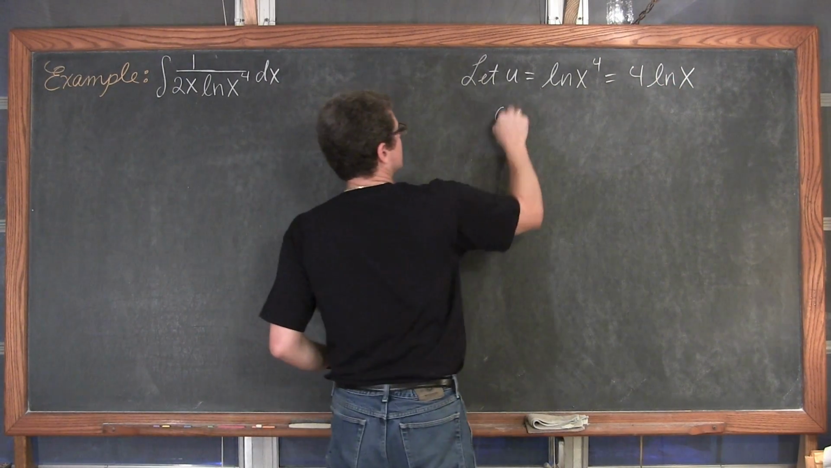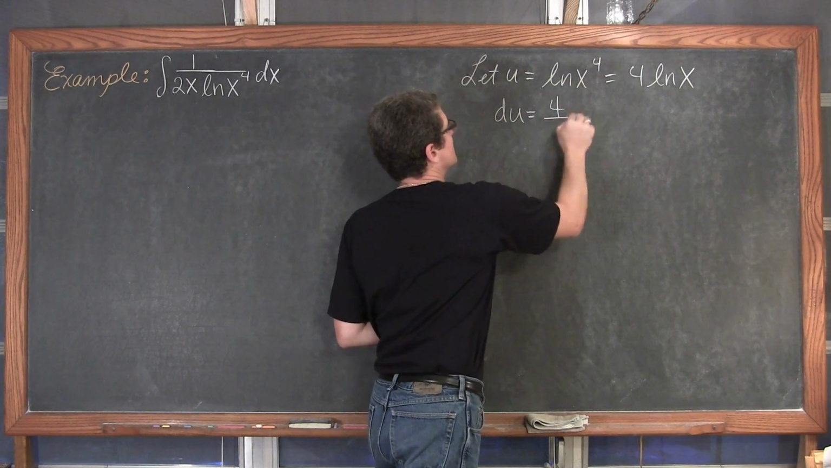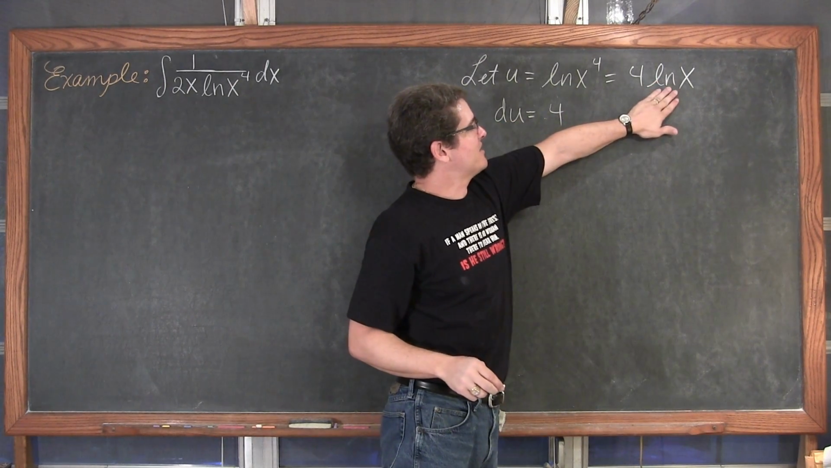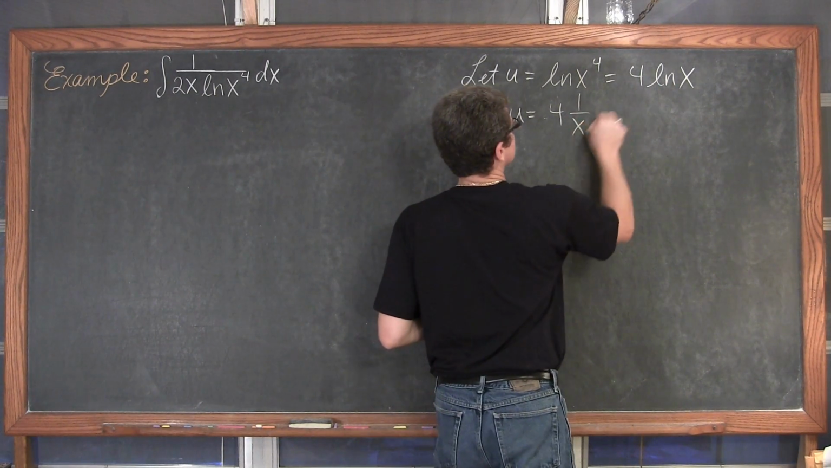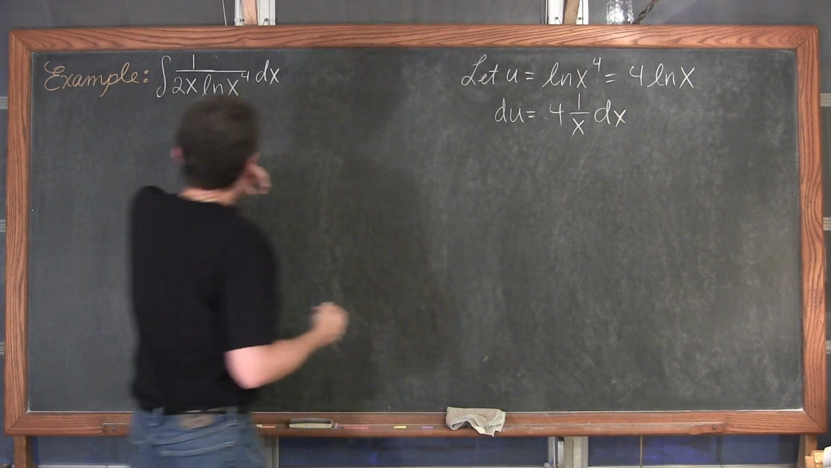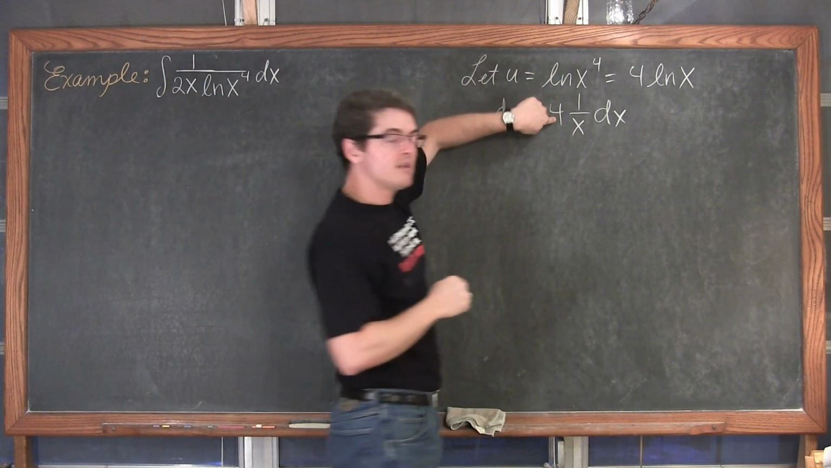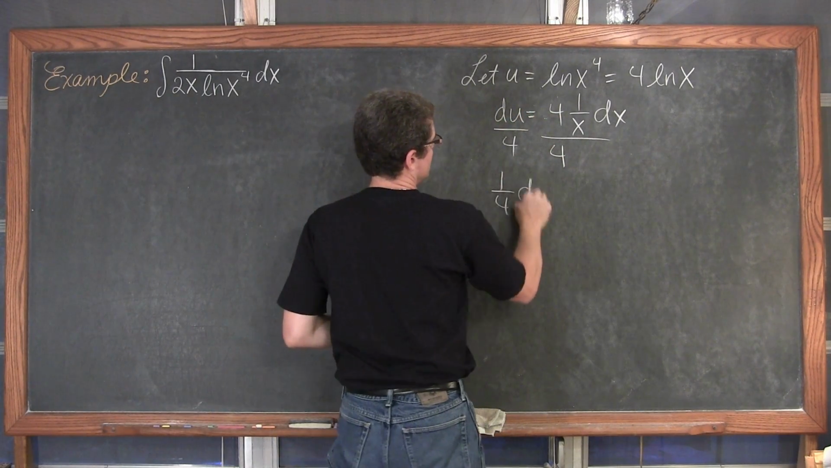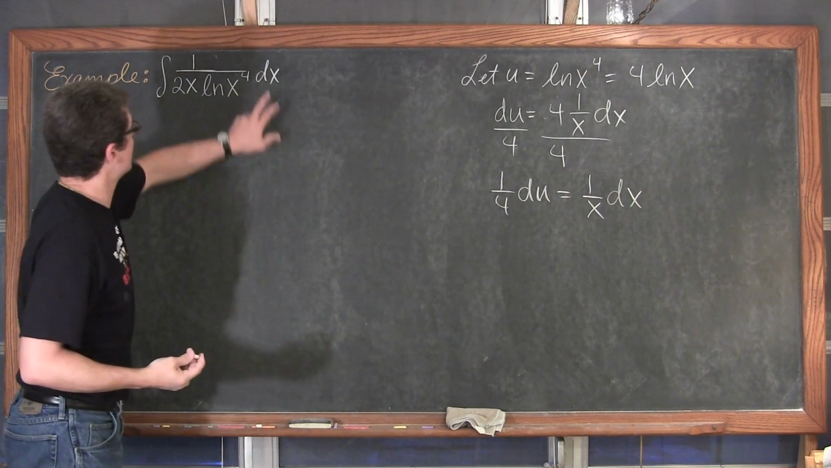Now, du is going to be equal to 4 times the derivative of the natural log of x, which is 1 over x. Okay, so what do we have here? Well, we've got a 1 over x and dx. So I'm going to take this 4 and divide it to the other side, and we're going to get 1/4 du is equal to 1 over x dx. And now we have a nice substitution to get rid of that reference of x.